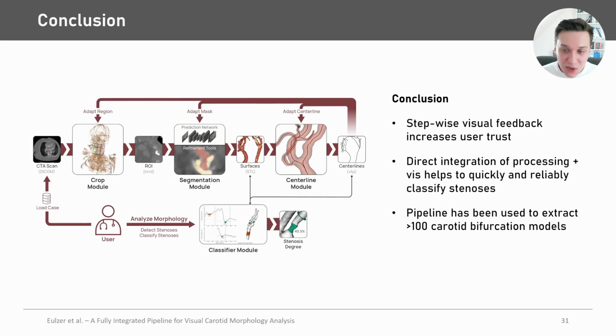Now, we focused on carotid stenosis and particularly stenosis morphology, but the same concept could be extended to other tasks or transferred to other domains, like, for example, aneurysm evaluation. The pipeline is currently used in 2 major studies that investigate pathophysiology or pathological progression of carotid stenosis. And until now, we have over 100 carotid bifurcation models that were extracted from real patients with this pipeline.